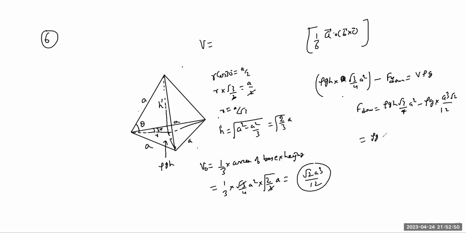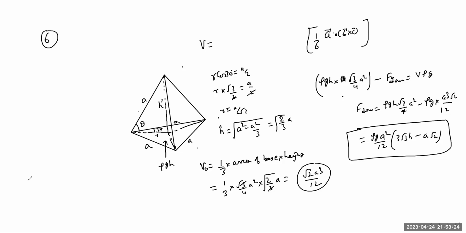Root 2 a square by 12 we can take common. So it is 3 root 3 h minus root 2 a. Yes, sir, it's matching. So where was my mistake in the tetrahedron? Half a square sine 60, which is this, is correct. Then yeah, it's like a cone only.